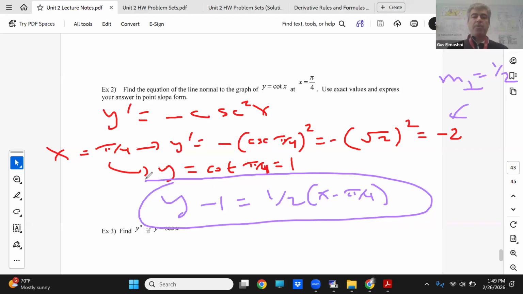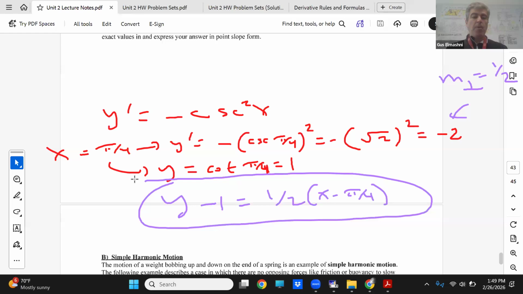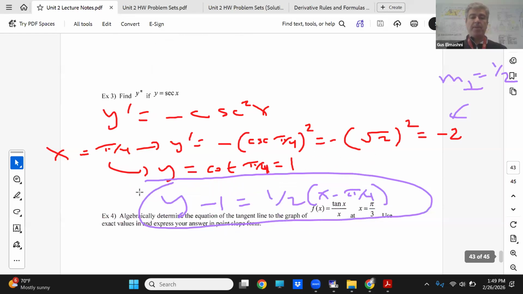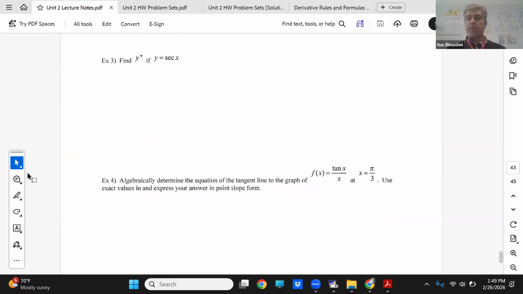Okay, why don't you guys try examples 3 and 4? And we're going to stop there. I don't want to do simple harmonic motion. That's a physics thing. I don't care for that. So we're going to try examples 3 and 4. We'll check in a few minutes and we're all done.